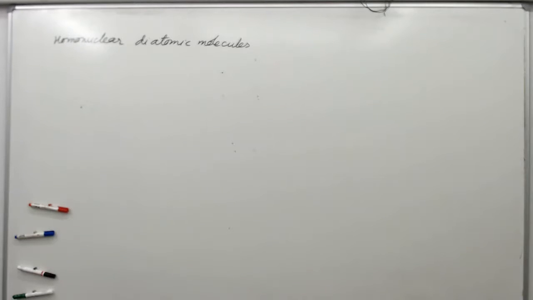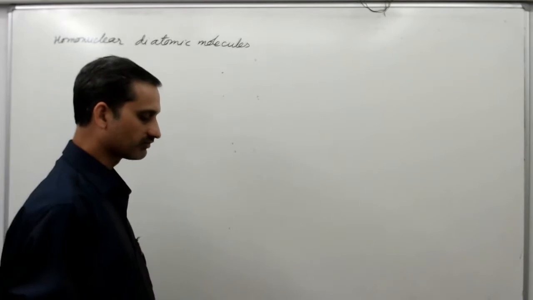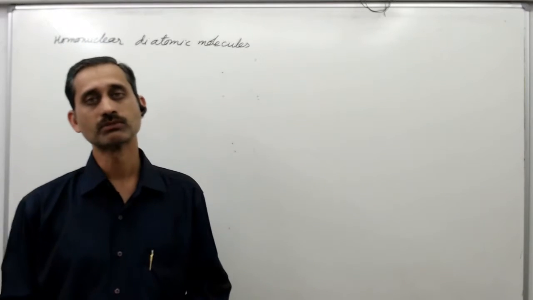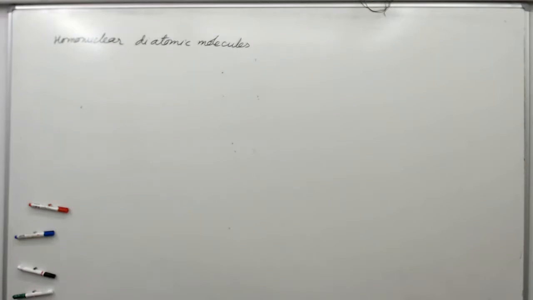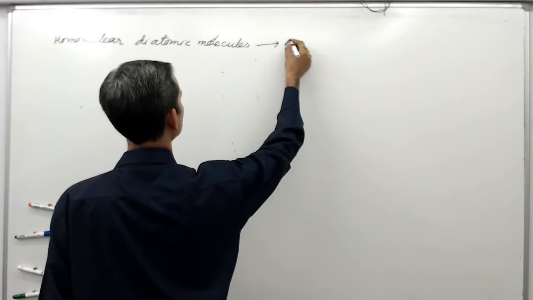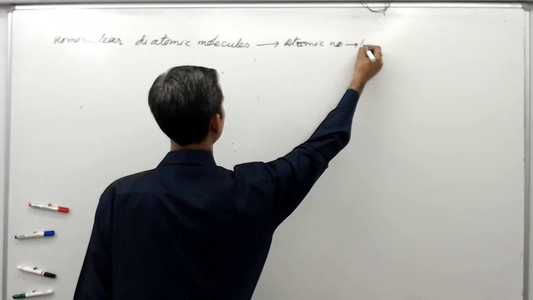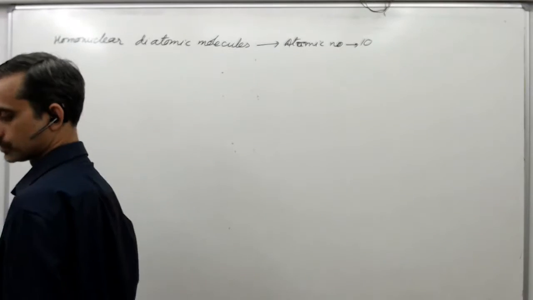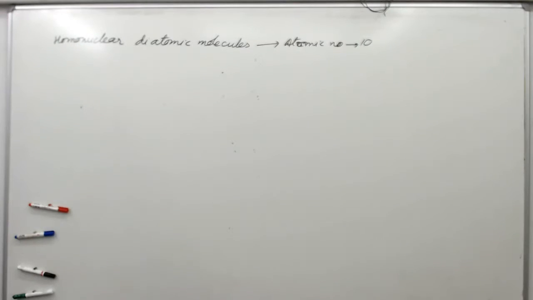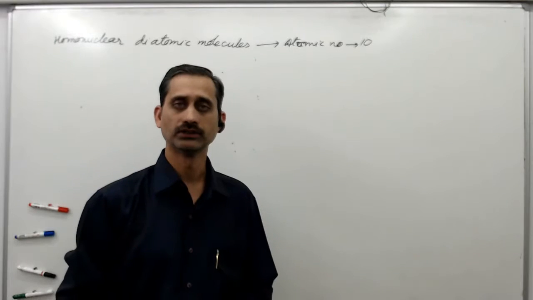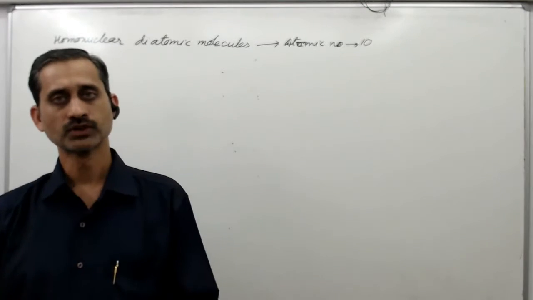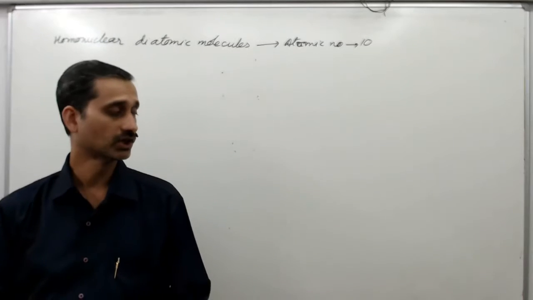Now, when we are talking about homonuclear diatomic molecules, there also we are going to have a huge number of possibilities. We are going to have a huge number of arrangements. What we are going to do is we are going to talk about only homonuclear diatomic molecules till atomic number 10. So we are just going to talk about the arrangement from hydrogen till neon. We are not going to go beyond neon. So it becomes homonuclear diatomic molecules up till neon only.